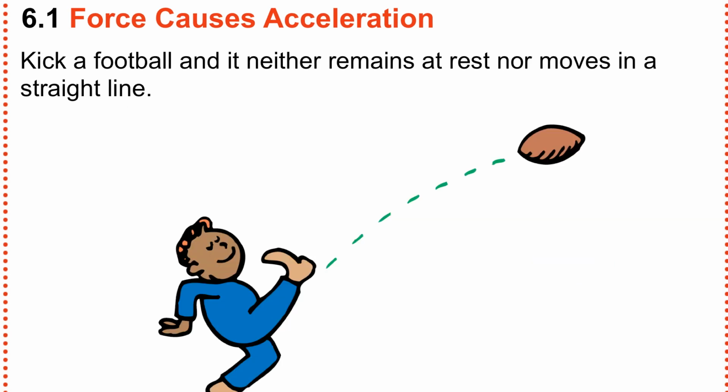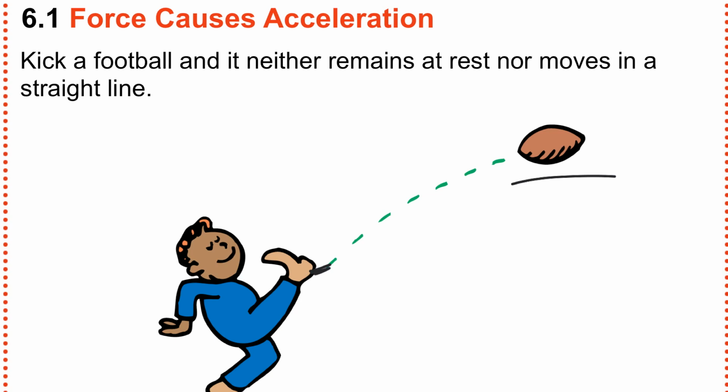So kick a football and it neither remains at rest, okay, so it's not in equilibrium anymore, it's moving, and it's not moving at a constant speed, so there is acceleration of that football. It was going from slow to fast very, very quickly, and it accelerated. You accelerated that ball right at the very beginning. Now it's not accelerating here, but it was certainly accelerating here.